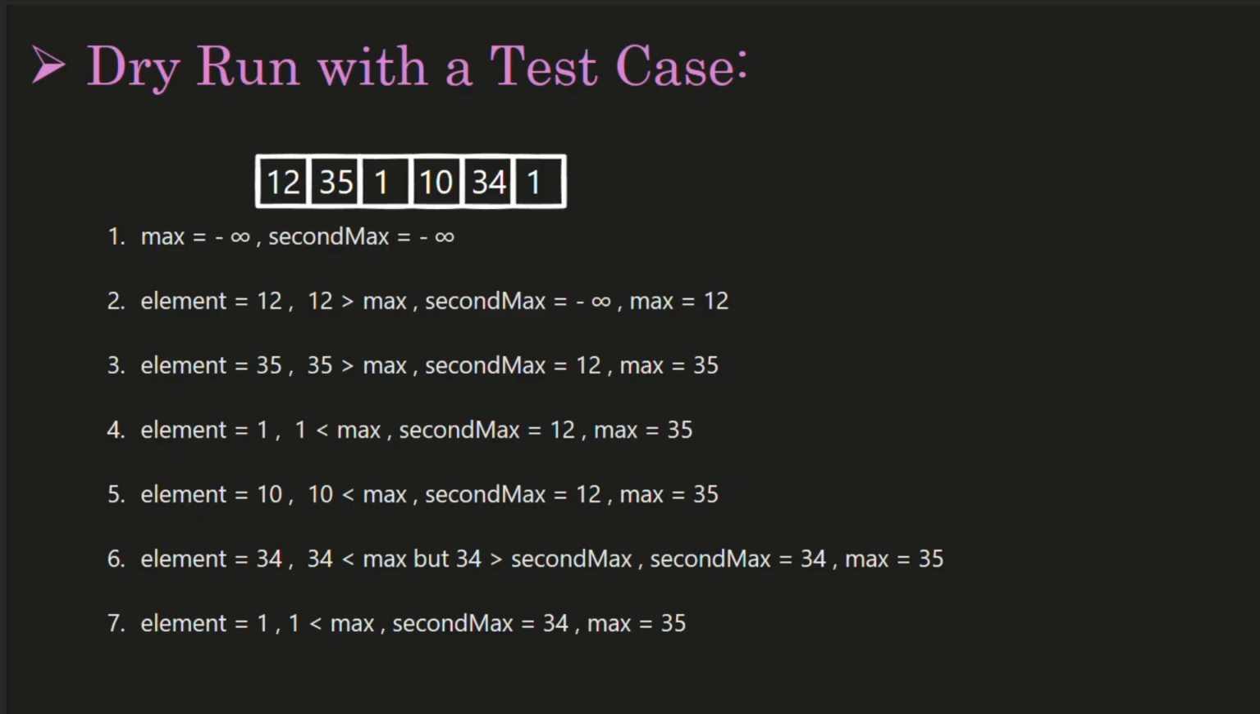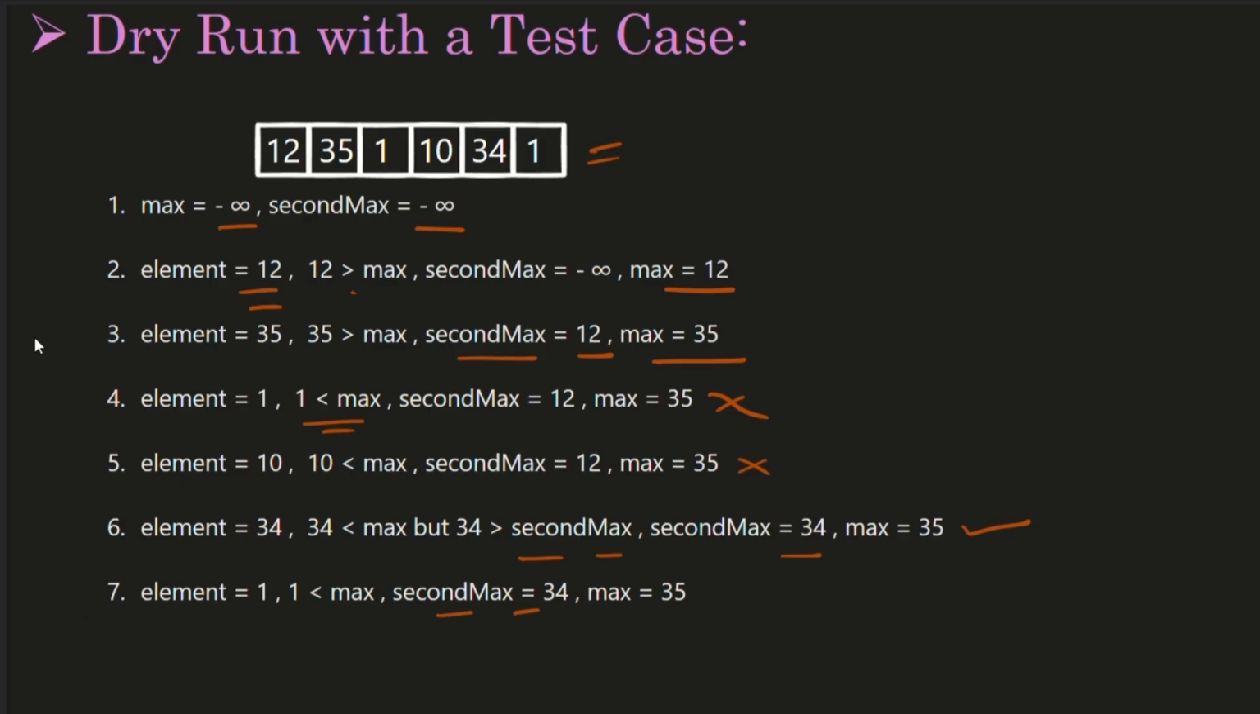Let's dry run with an example. Let's take this array. 12, 35, 1, 10, 34, 1. Start with max equals minus infinity, second max equals minus infinity. After seeing 12, max equals 12. Then 35, update max equals 35, second max equals 12. Then 1, no change. After that 10, still not bigger than second max. Then 34, which is bigger than second max, which was 12, but smaller than max, so update. Second max equals 34. So finally, we return 34.